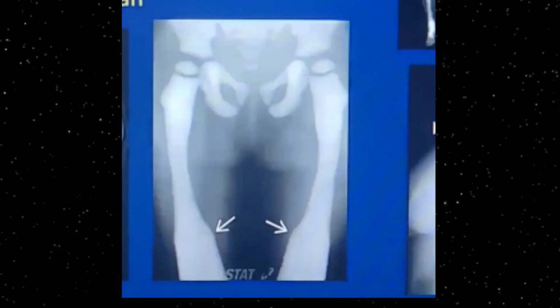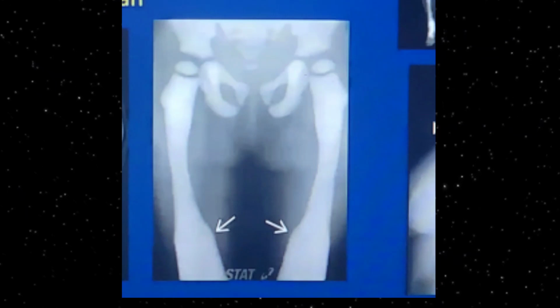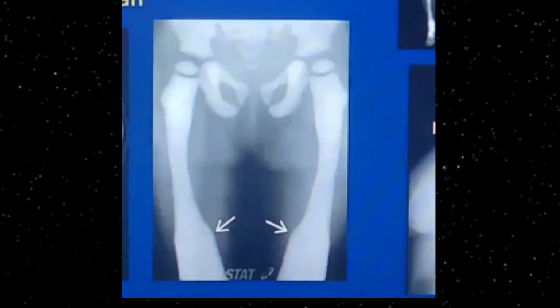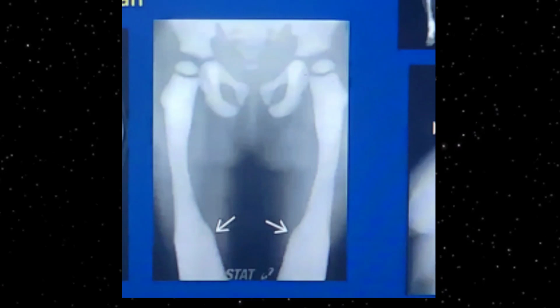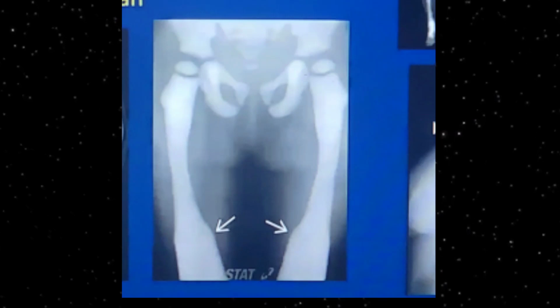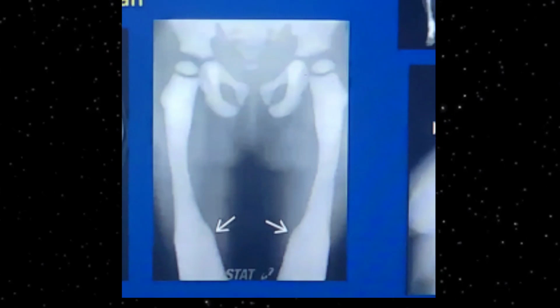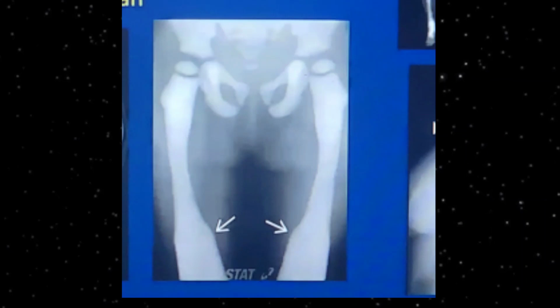Here is another classical appearance, the flask deformity. These arrows indicate that the distal part of the femur is slightly widened and distended as compared to the proximal, giving rise to a particular flask-shaped deformity. This is also an appearance in osteopetrosis.